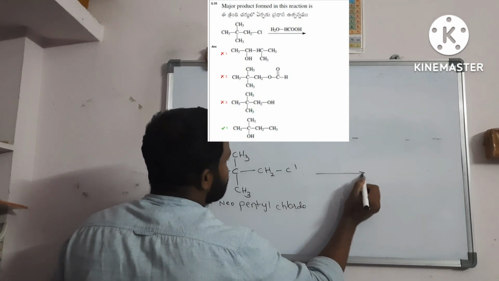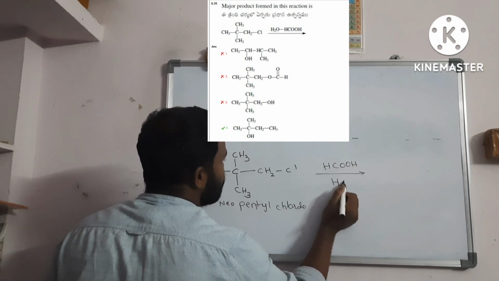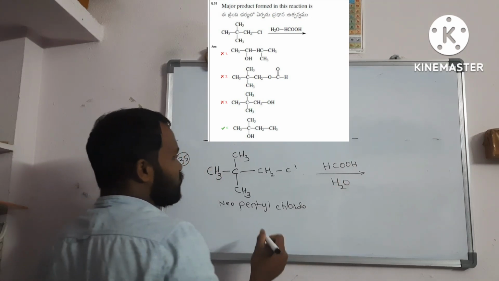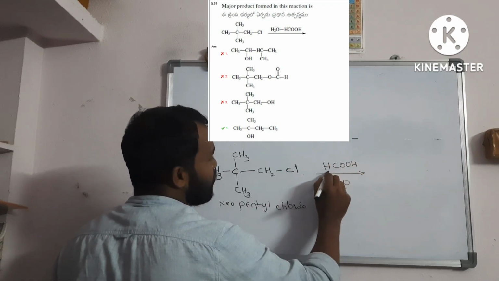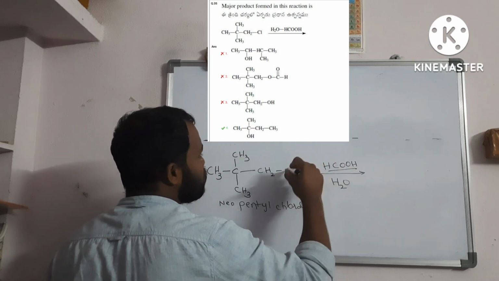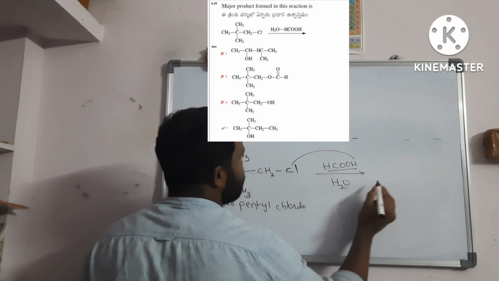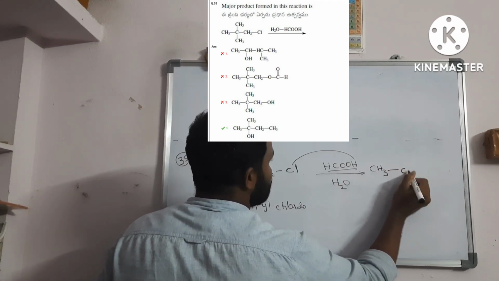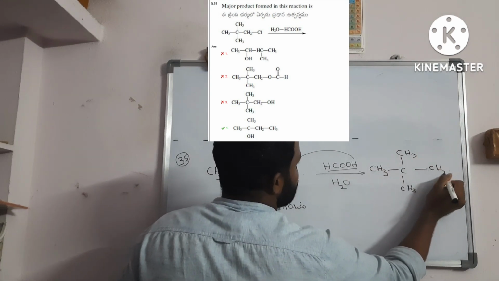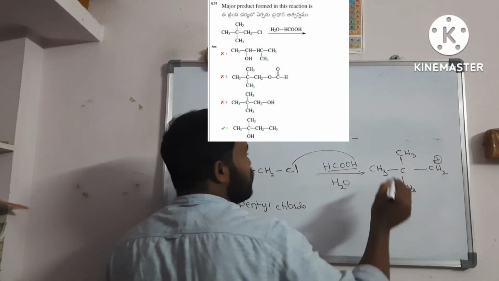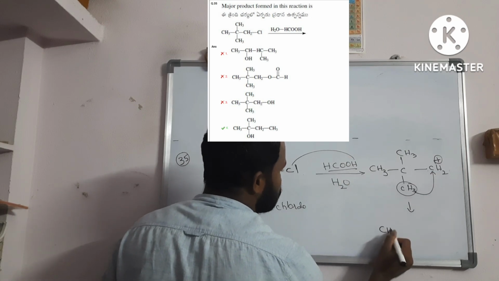Neopentyl chloride reacts with formic acid, HCOOH, in presence of water. So how the reaction goes, we will see. Directly I am writing the chloride. In formic acid, it releases the H plus ion. So HCl is removed, and you can get a plus charge here. CH3 CH3, then CH2 plus, right? But this is a primary carbocation. To get stability, the CH3 is migrating here.